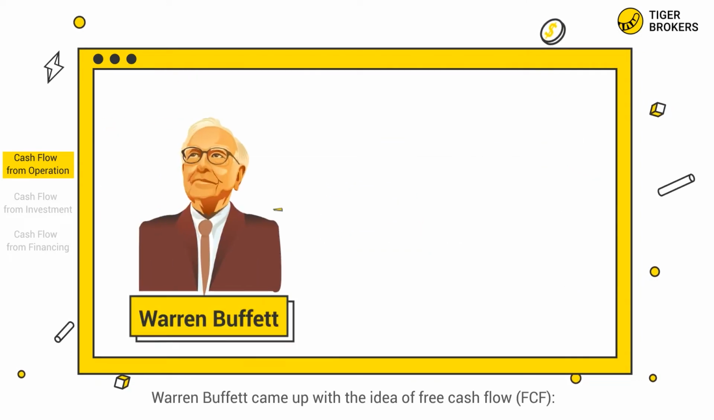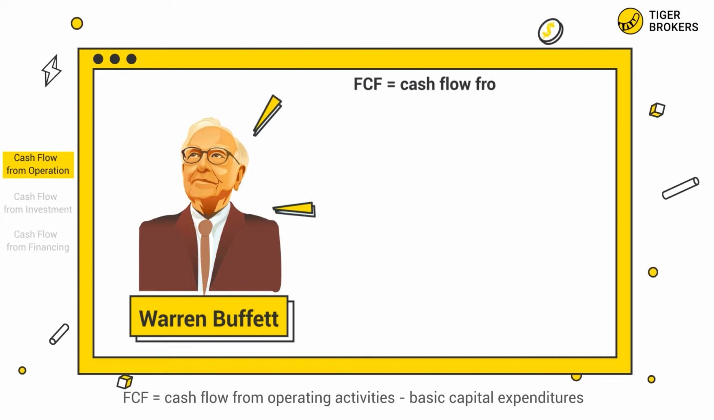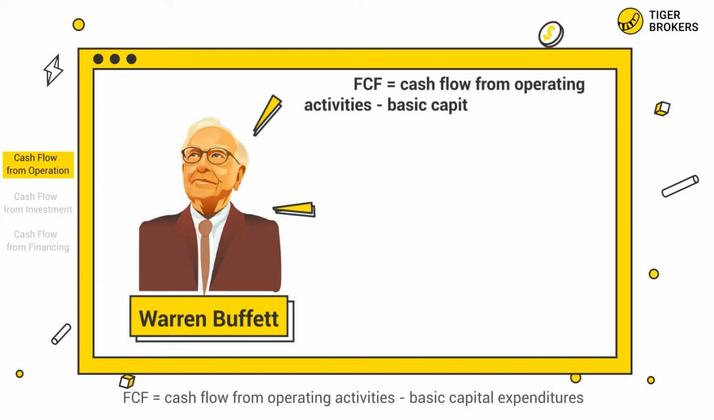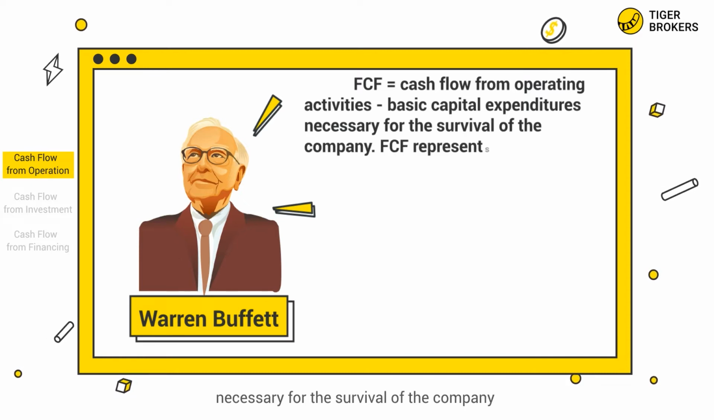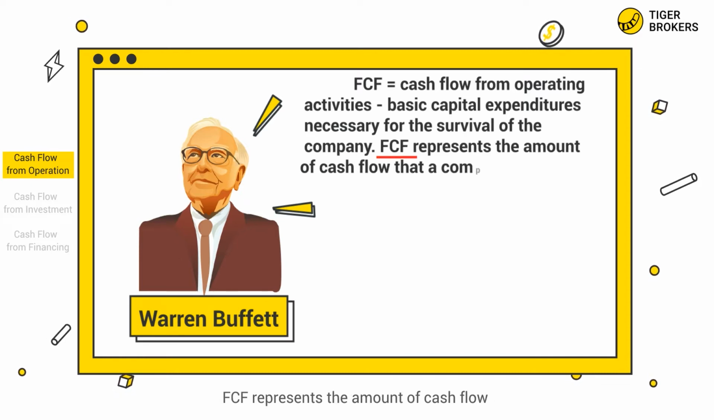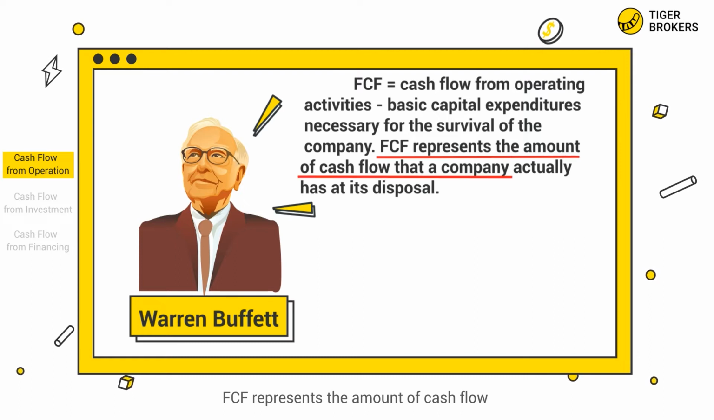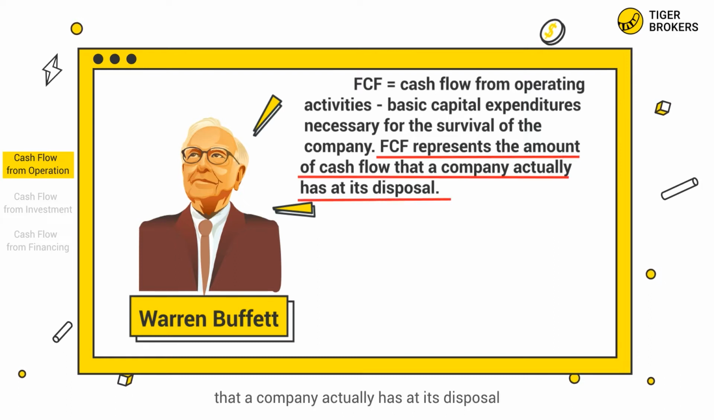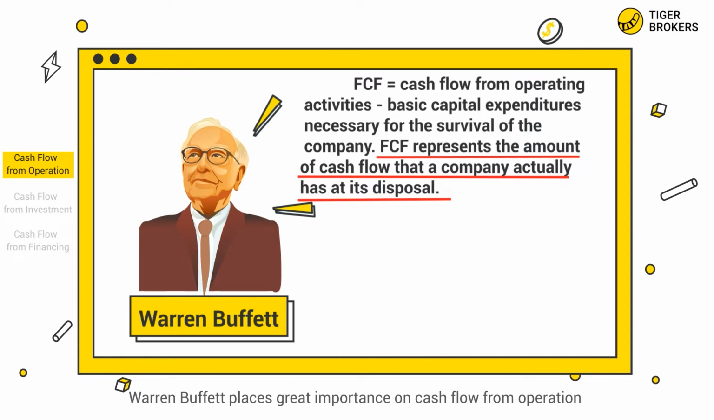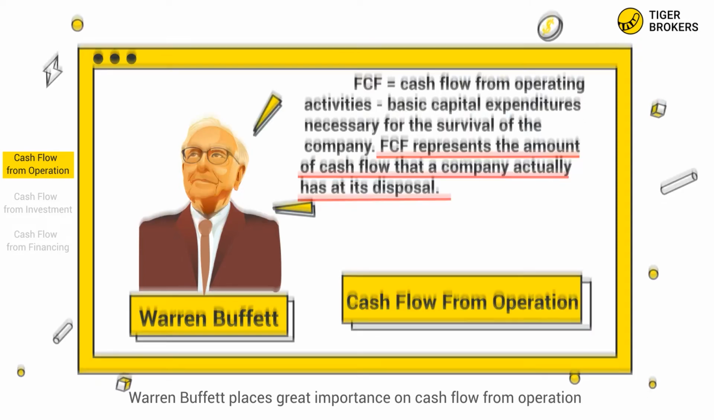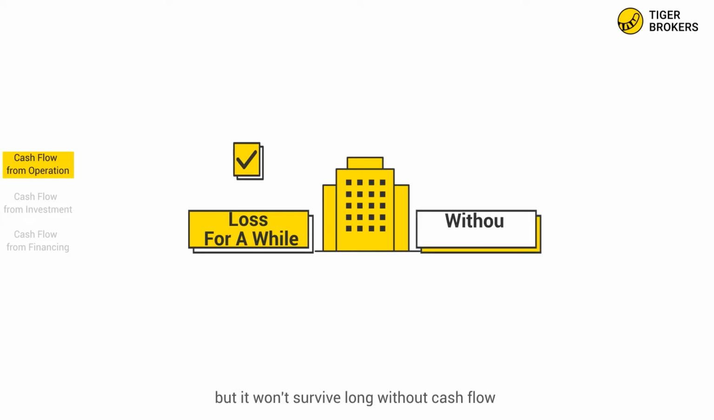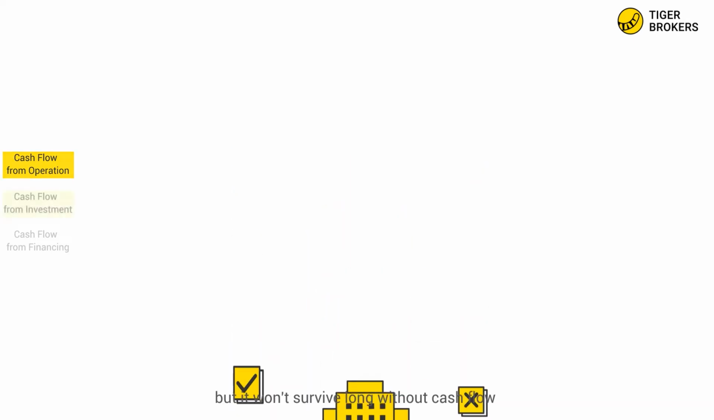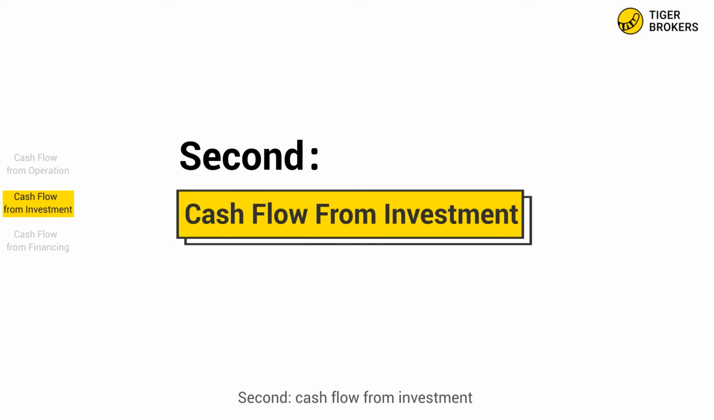Warren Buffett came up with the idea of free cash flow. FCF equals cash flow from operating activities minus basic capital expenditures necessary for the survival of the company. FCF represents the amount of cash flow that a company actually has at its disposal. Warren Buffett places great importance on cash flow from operation. A company might be able to operate at a loss for a while, but it won't survive long without cash flow.